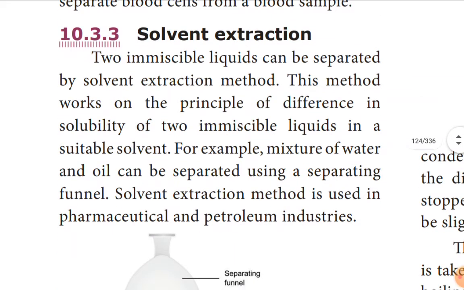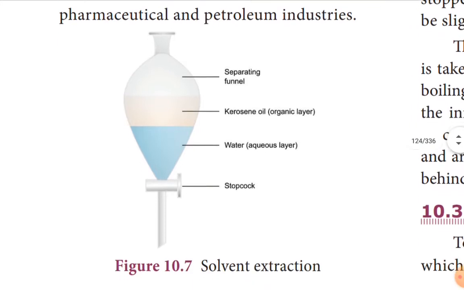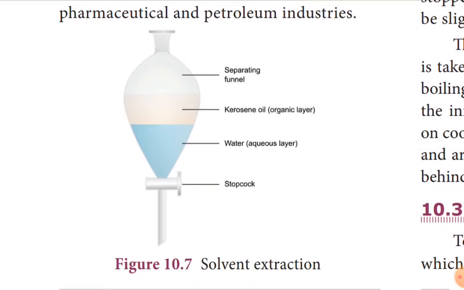The solvent extraction method is used in the pharmaceutical and petroleum industries also. Now see the diagram here. A separating funnel is used. Kerosene along with water: kerosene is the organic layer on top of the water, and water is the aqueous layer below the kerosene. A stopcock is given. When you open the stopcock, the water runs out from the separating funnel. When all the water has moved out, we can immediately close the stopcock to separate water from kerosene.